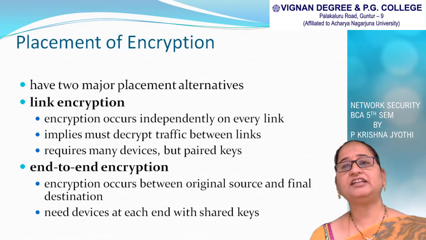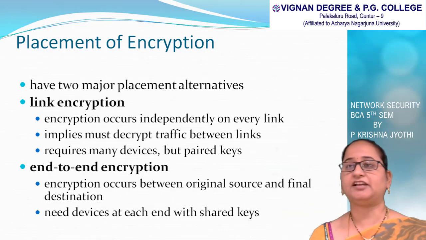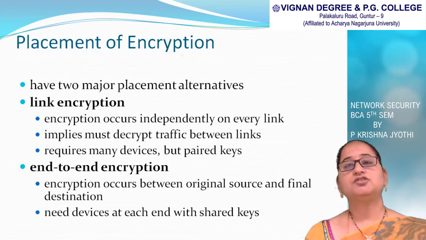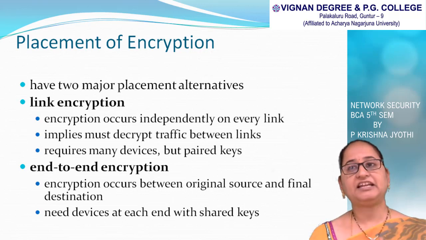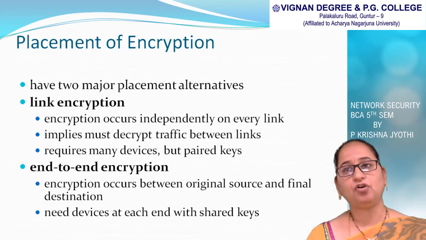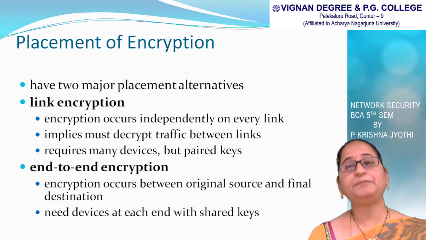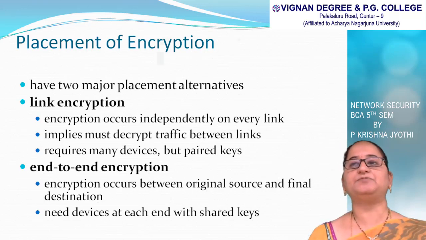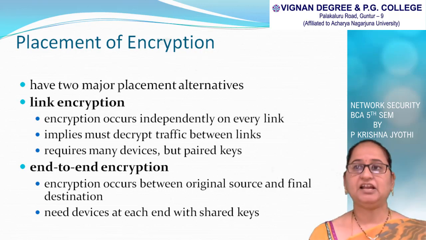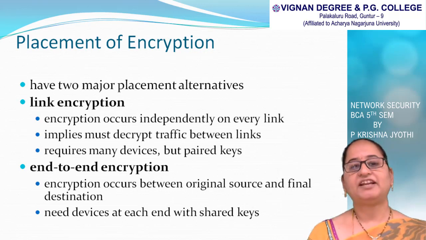Since we identified the places of vulnerabilities, we have to place an encryption function. Where we have to place it and when we have to place it has to be known. If we want to place an encryption function, we have to know what to encrypt and where to place the encryption function. For that, we have two approaches: one is link encryption and the other is end-to-end encryption.